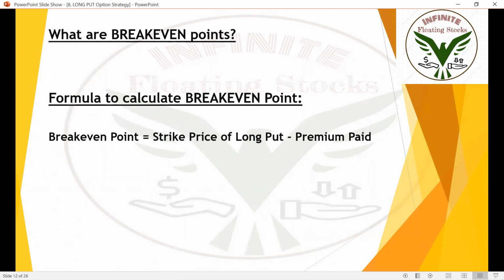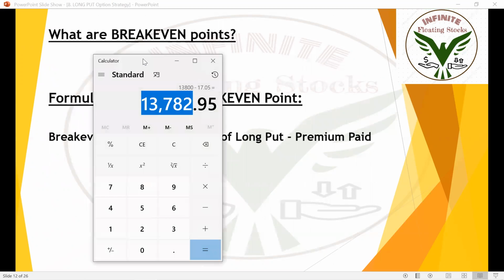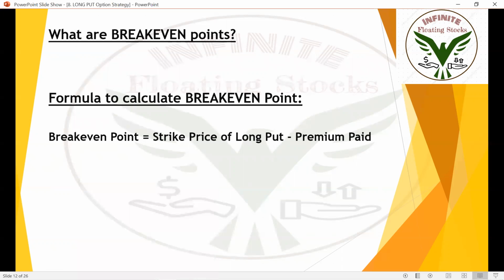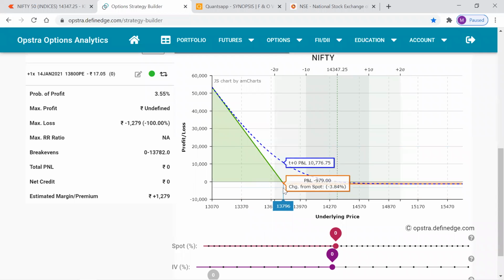So the formula for calculating, I have already calculated. See, the break-even point is the strike price of the long put. What is the strike price of the long put? 13,800, right? That's the strike price of the long put minus the premium paid. What's the premium? 17.5. So 13,782 is the break-even point.